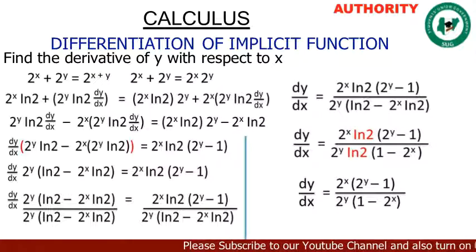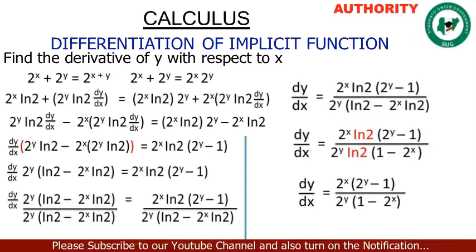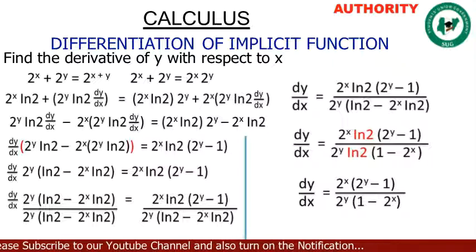Finally, the derivative of 2 raised to power x plus 2 raised to power y is equal to 2 raised to power x plus y with respect to x is giving us dy all over dx is equal to 2 raised to power x open bracket 2 raised to power y minus 1 all over 2 raised to power y open bracket 1 minus 2 raised to power x.